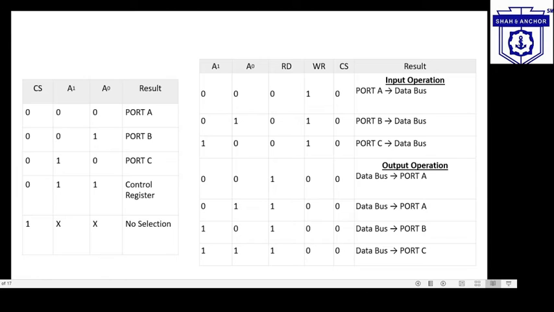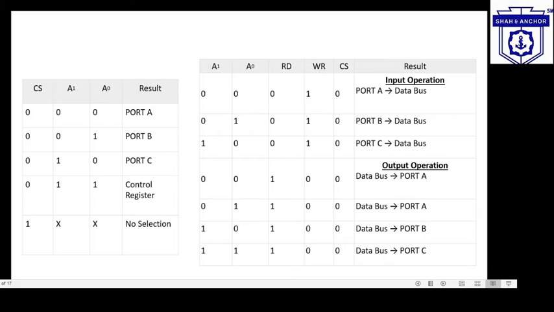Now we know that when chip select is 0, A0 and A1 are also 0, and it wants to perform the input operation. That means we are performing the write operation. So the value of WR is 1 and RD is 0. That means what is the combination for A1, A0, read, write and chip select? 00010, which indicates that it is performing the write operation. But who is performing the write operation? Port A. That is called the input operation of port A, which is using the data bus.